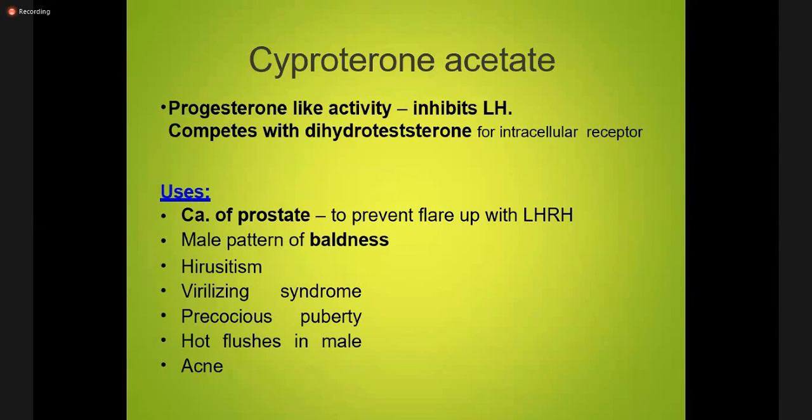The last drug we have is cyproterone acetate, and this drug has progesterone-like activity, and it inhibits LH. Once LH, luteinizing hormone, is inhibited, what would happen? There will be slow release of the testosterone, and also slow action of this testosterone. It also competes at the receptor level with dihydrotestosterone, so the intracellular function is also reduced.